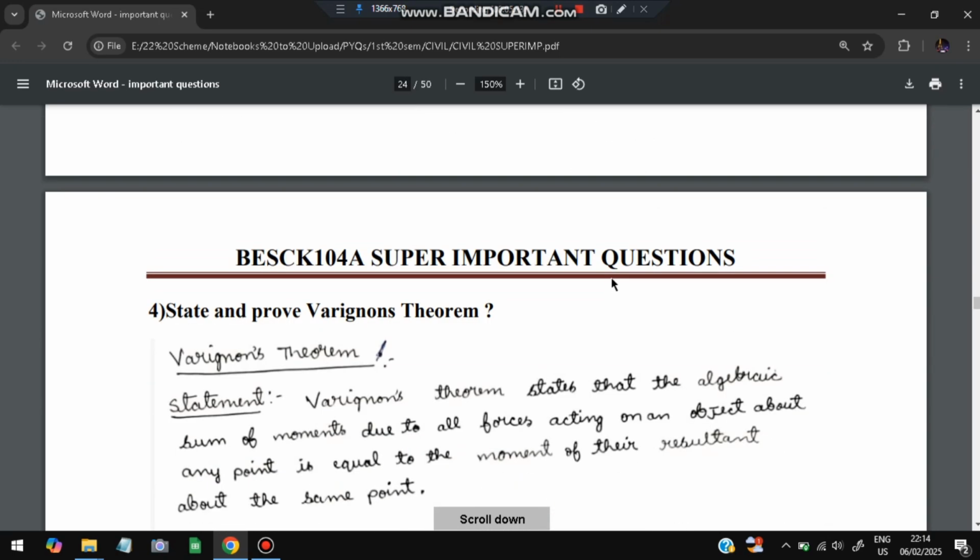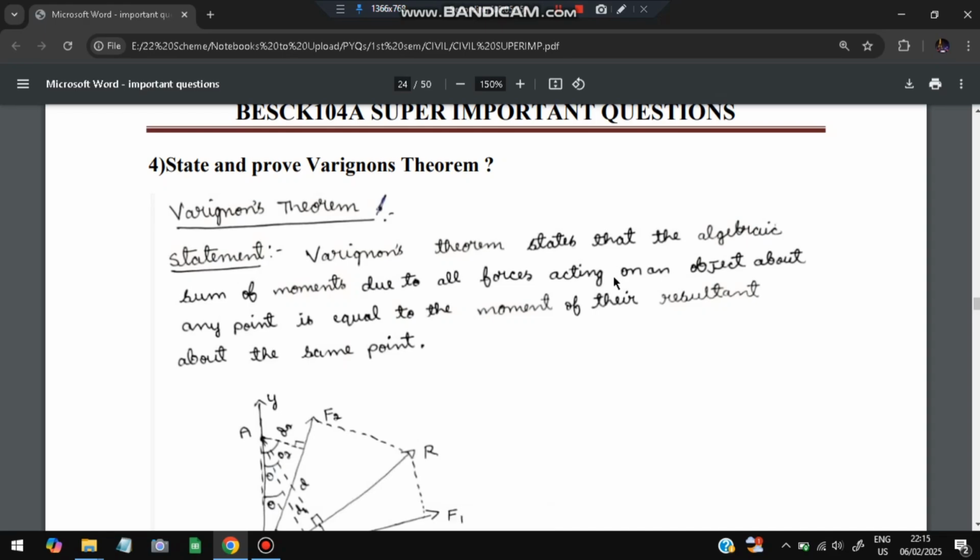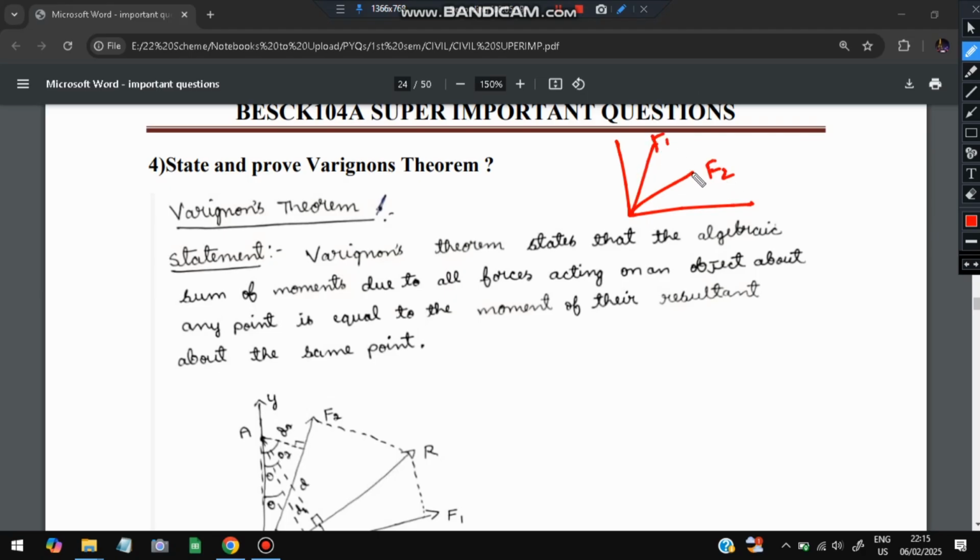Okay. Next is: state and prove Varignon's theorem. Okay, what is Varignon's theorem? It states that moments at each point will be, see, if there is a diagram like this, and there are two forces. Okay, this is F1, this is F2. And moment is what? Moment is nothing but the distance multiplied by force. Distance multiplied by force is called a moment.